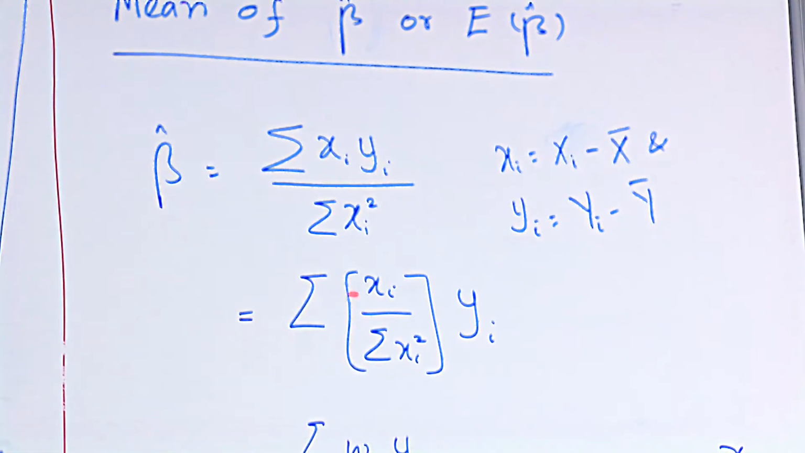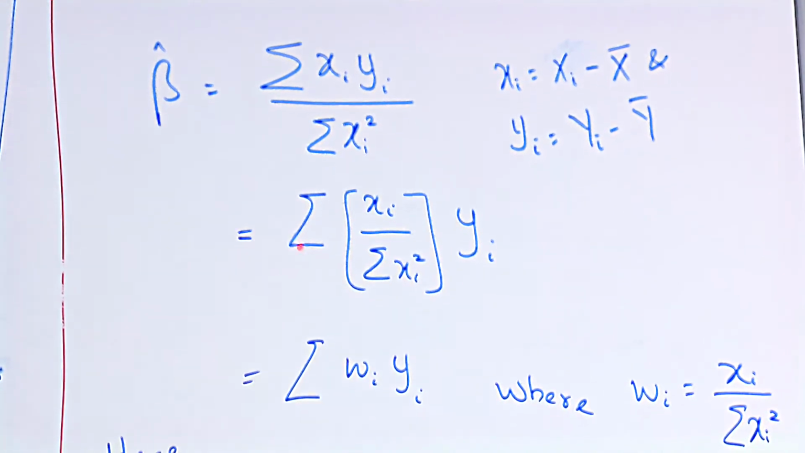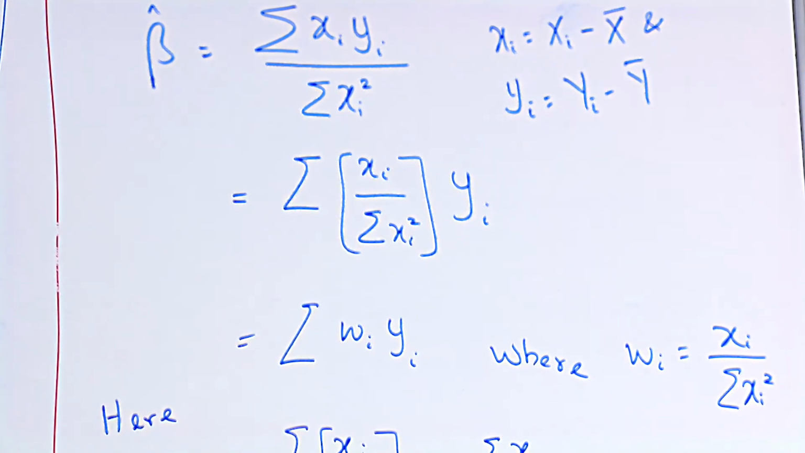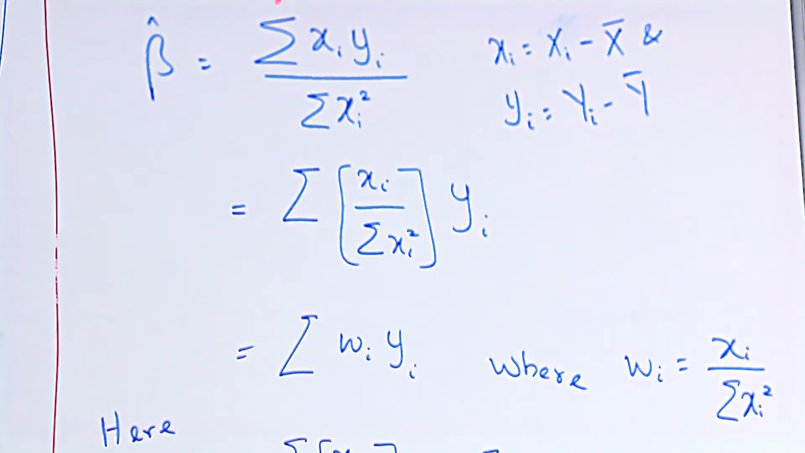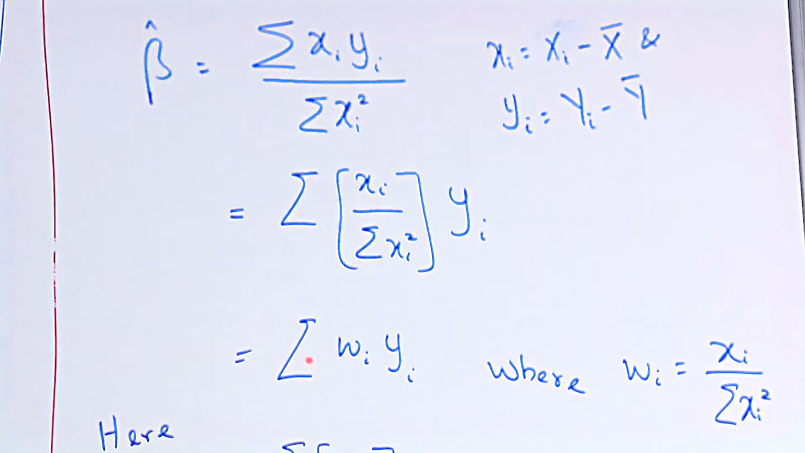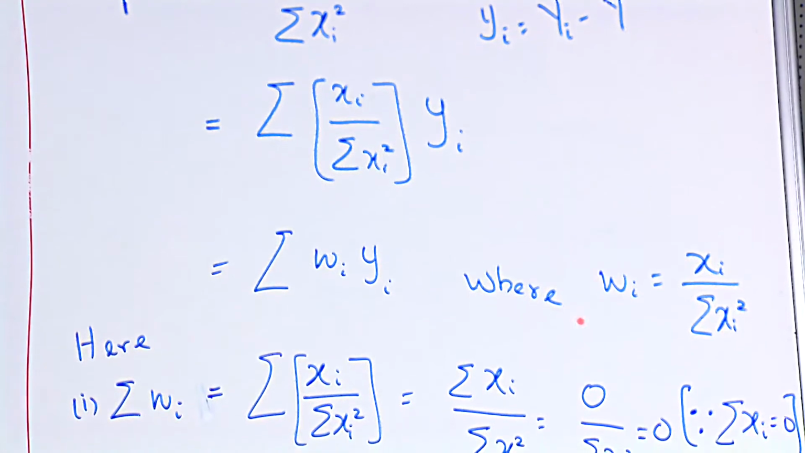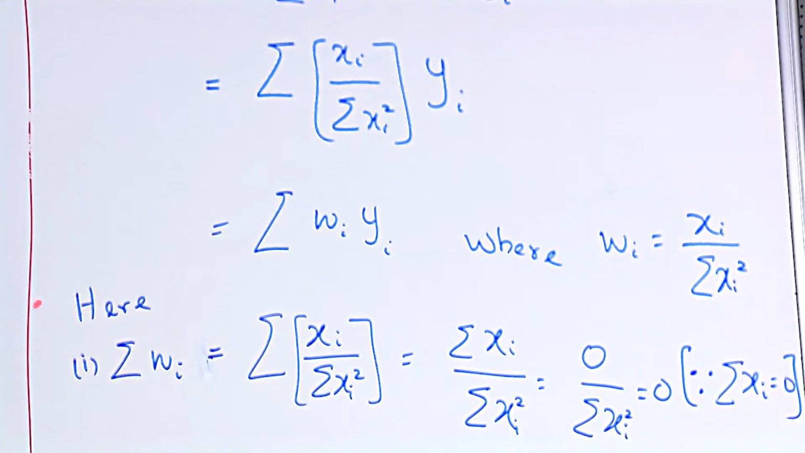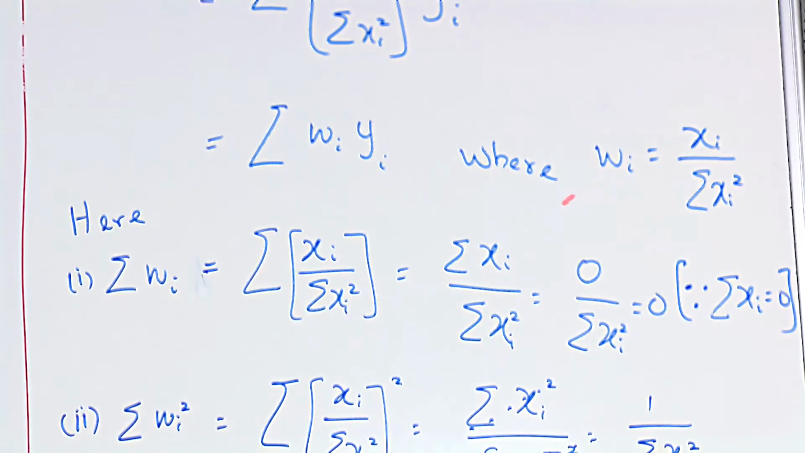Now, for arithmetic convenience, let us define xi divided by sigma xi square as wi. So we may rewrite the original beta hat as sigma wi yi, where small wi is equal to small xi divided by sigma small xi square. Here, we will first derive the characteristics of small wi.